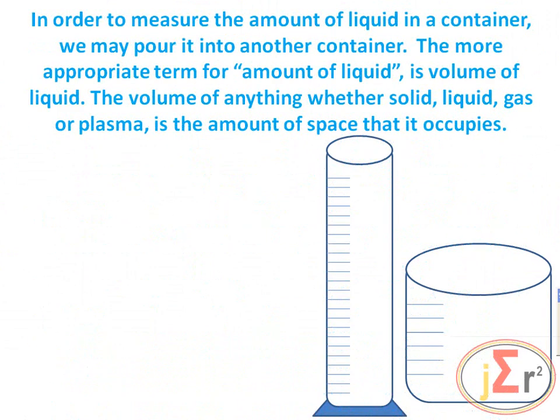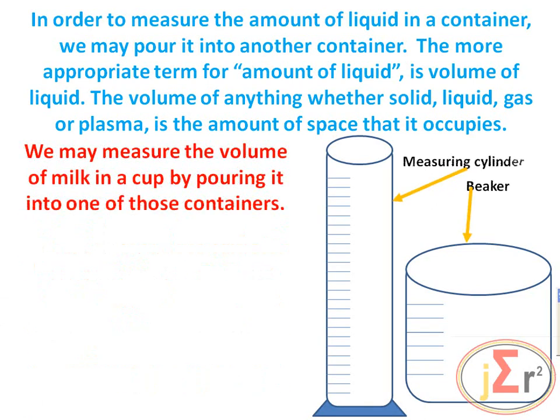In order to measure the amount of liquid in a container, we may pour it into another container. The more appropriate term for amount of liquid is volume of liquid. Volume of liquid. The volume of anything, whether solid, liquid, gas, or plasma, is the amount of space that it occupies. Right. So the amount of space that is occupied is called the volume. Right.